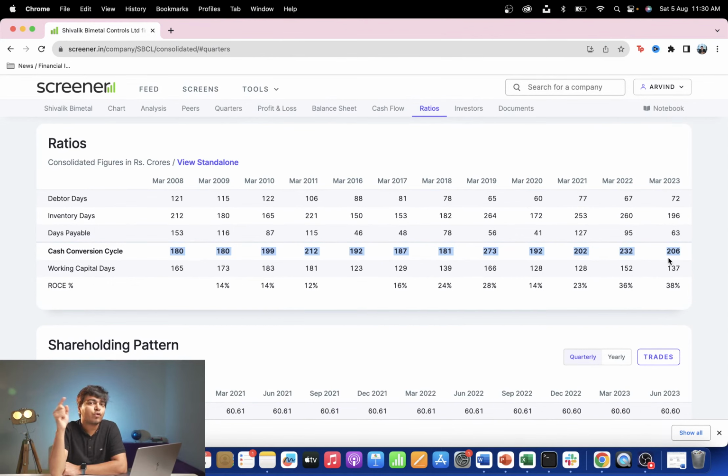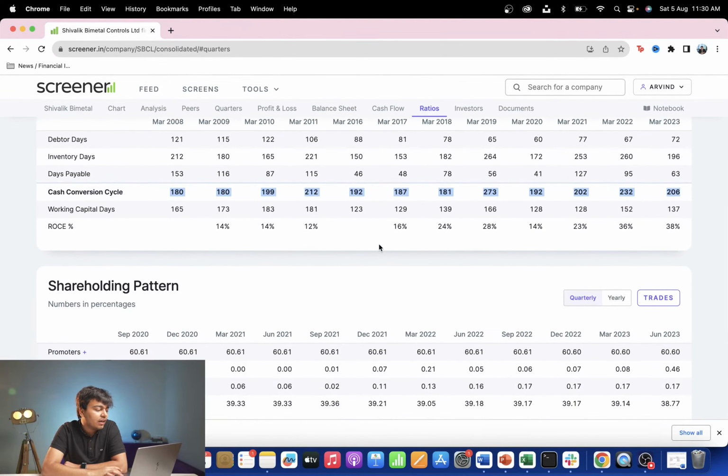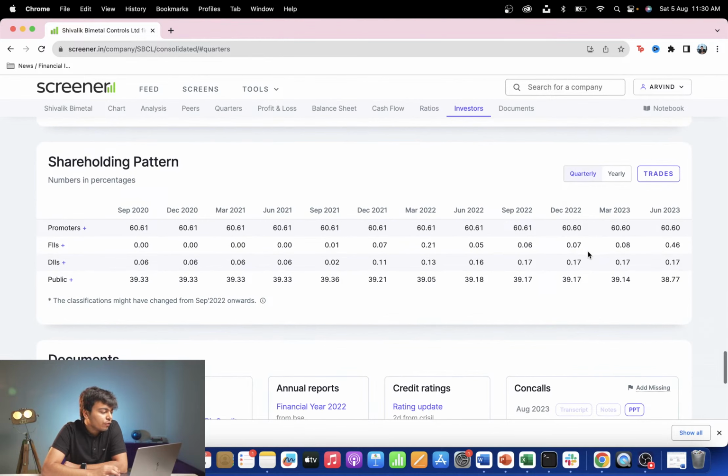For FMCG companies, you always see a cash conversion cycle of 10 days, 20 days because they're getting cash really fast. But for a manufacturing company, you'll always see the cash conversion cycle to be on the higher side. Then we have the ROCEs. Again, ROCEs are really good for the company.